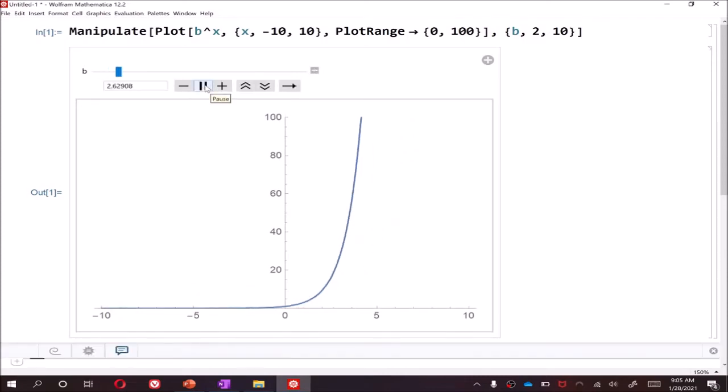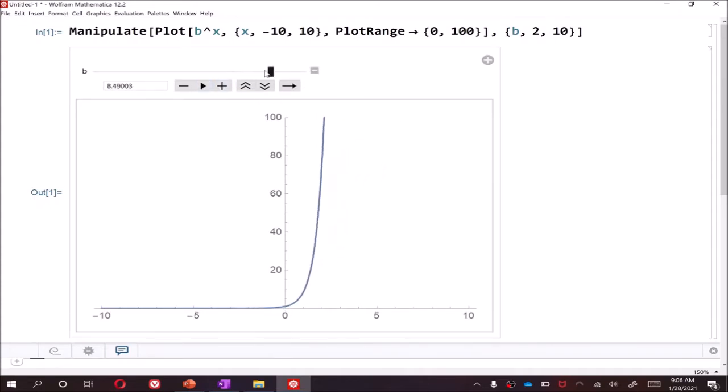Let's play this and see what happens. Notice as b is getting larger, this is increasing much more rapidly, right? But you should notice that it still has the same general shape. It's still a very slow increase for values of x less than 0. The point where it's crossing the y-axis is not changing. The only thing that now changes is how quickly this is increasing.